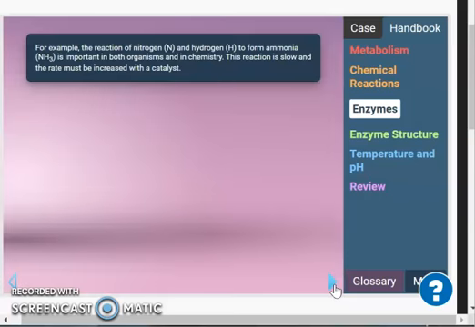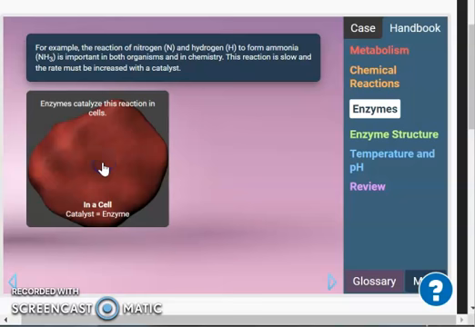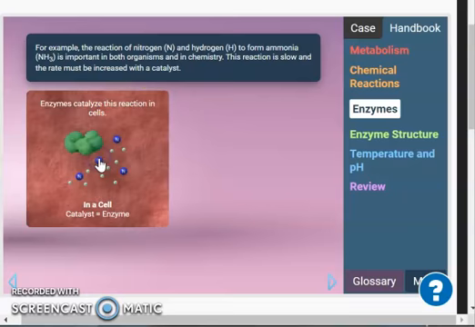For example, the reaction of nitrogen and hydrogen to form ammonia, NH3, is important in both organisms and in chemistry. This reaction is slow, and the rate must be increased with a catalyst. Enzymes catalyze this reaction in cells. In a cell, the catalyst is the enzyme.